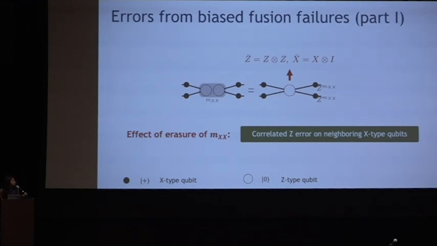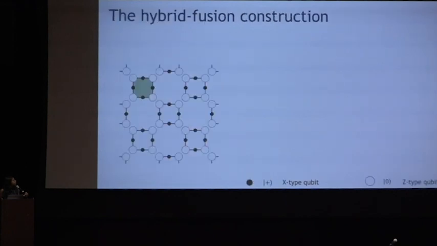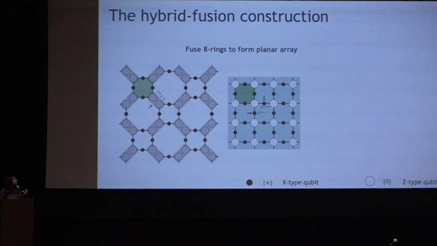Let's use this in the construction of our cluster state. So I take my 8-rings, I place them in a single plane, and I fuse neighboring Z-type qubits using this XX measurement to create a single 2D planar array.